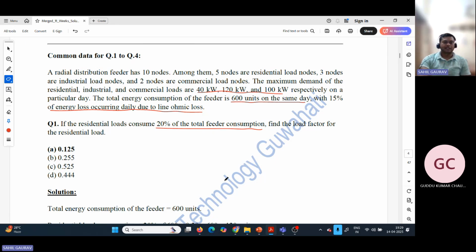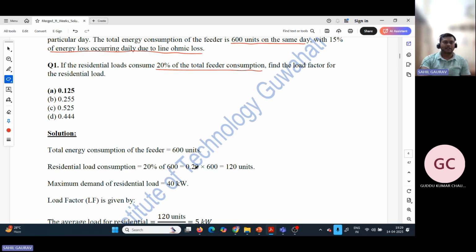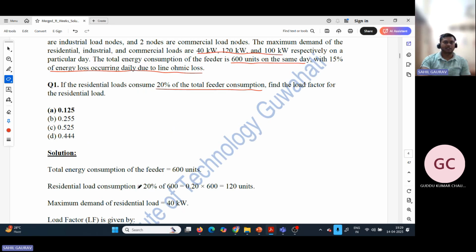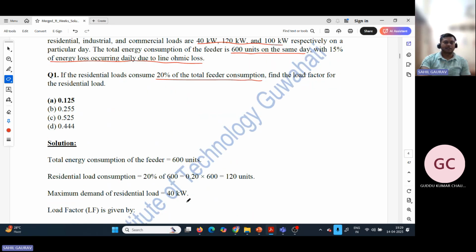So we will first find the average demand. Average demand we will find from the energy consumption, and peak demand is already given. So average demand is 20% of total energy consumption, so 120 units, while maximum demand is given as 40 kilowatt. So load factor will come accordingly.